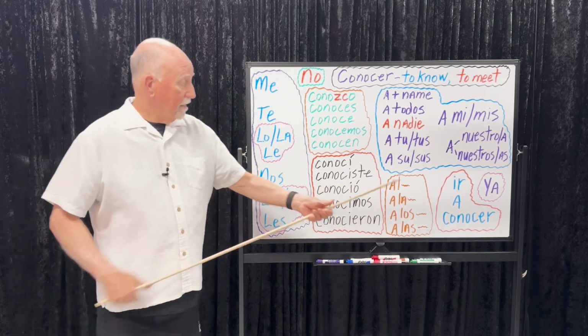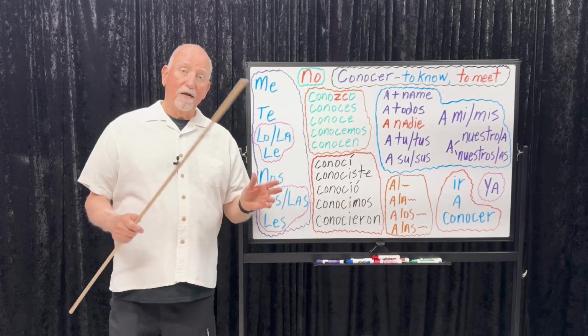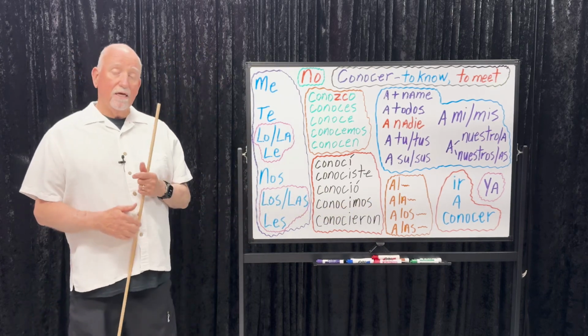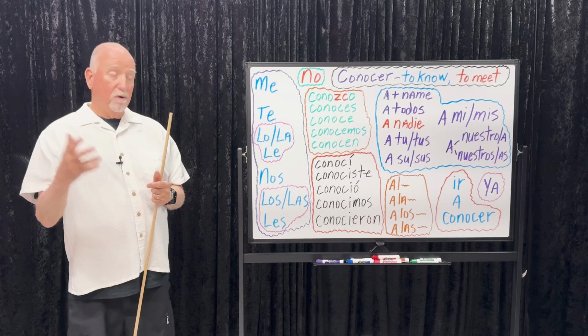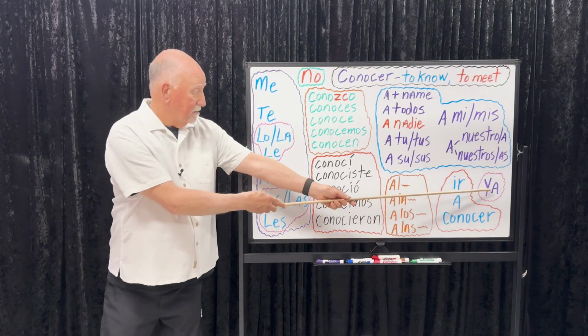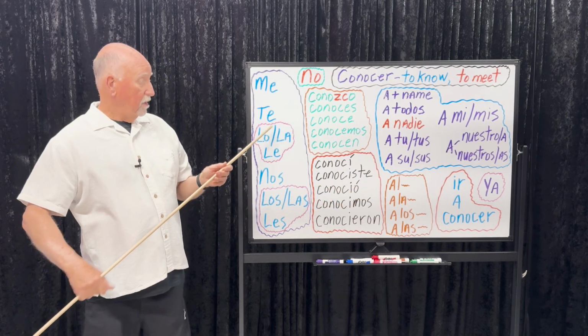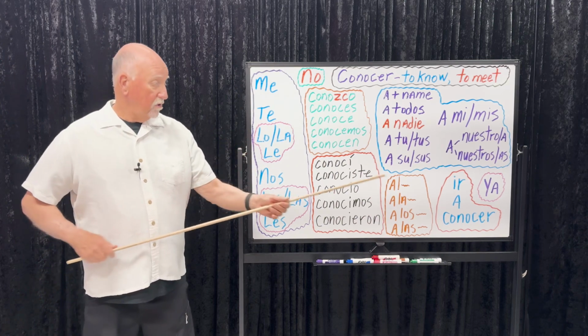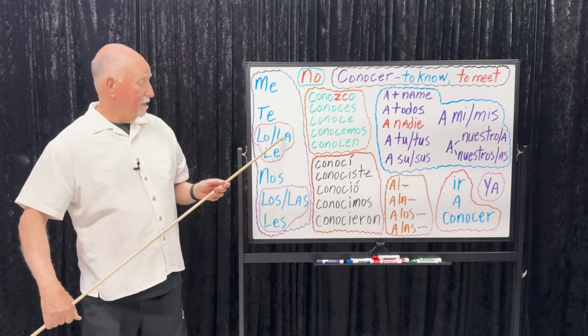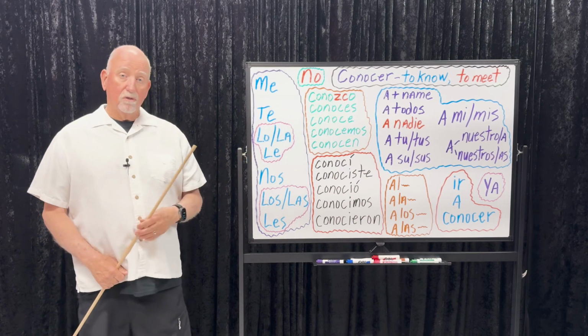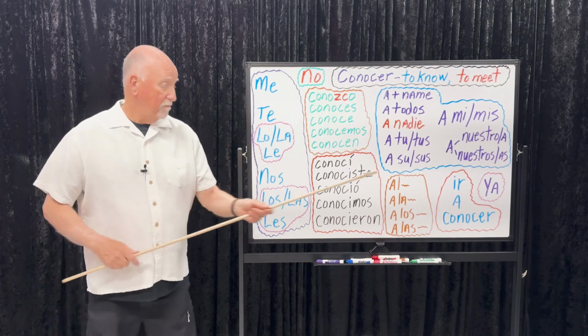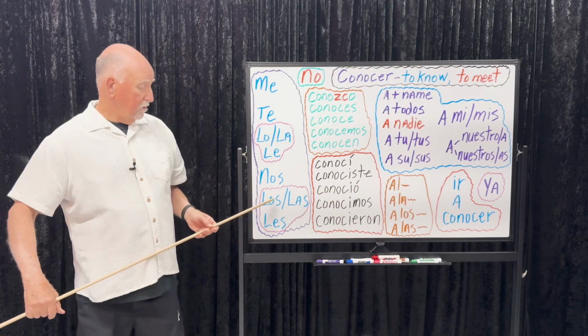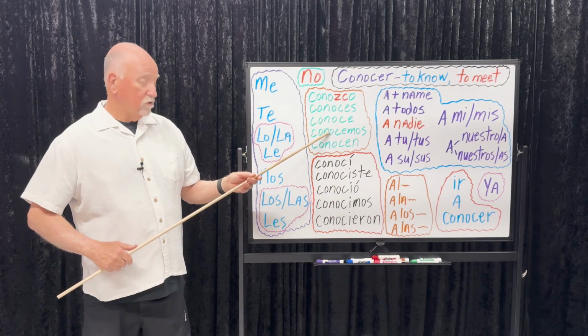We have ya. Ya means already. So if you want to say, I already know him, start off with ya, take the pronoun for lo, right here, ya lo conozco. I already know her, ya la conozco. We already know them, ya, either los or las, conocemos.